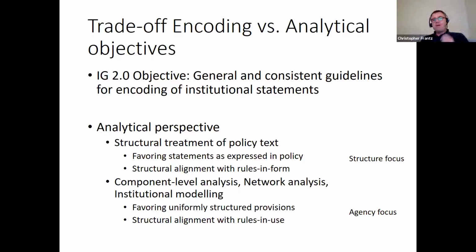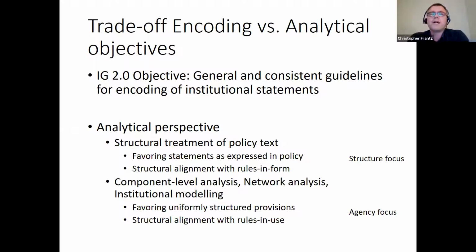Well, if we want to ensure that we have a uniform and consistent, mostly, that's the important bit, a consistent characterization of institutional statements across those different types, well, then we need to find a kind of reconciliation for this, if you like, right? So analytical perspectives can diverge, but the coding should respond to those, of course.